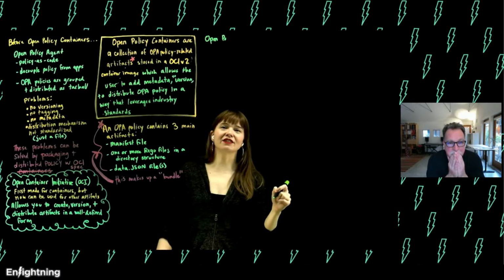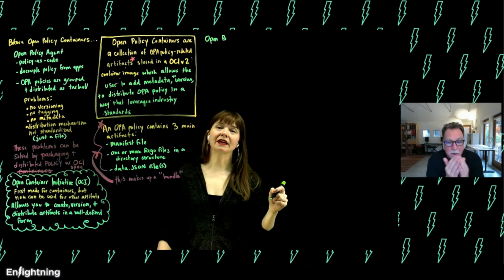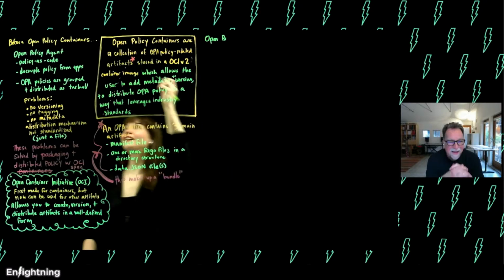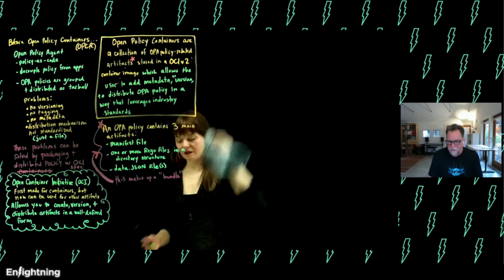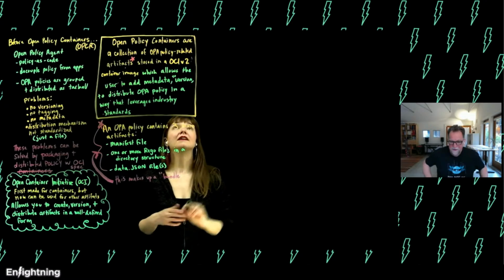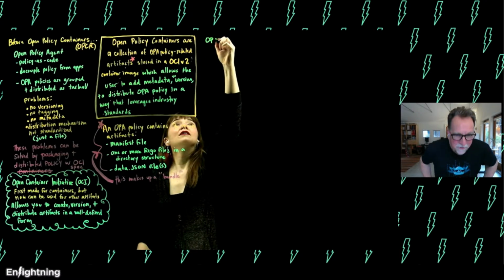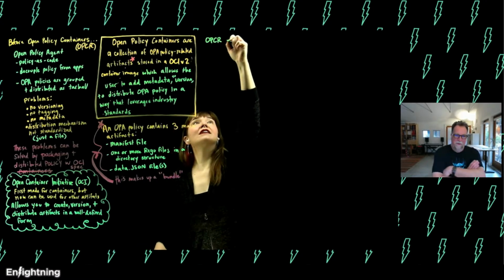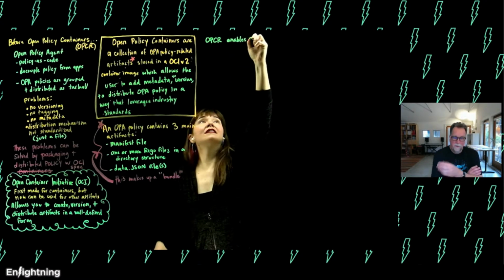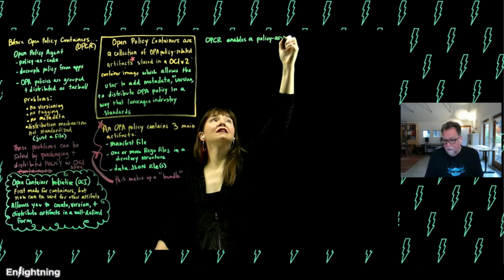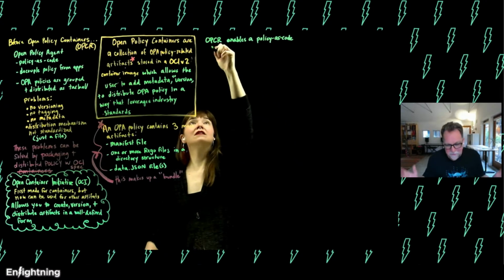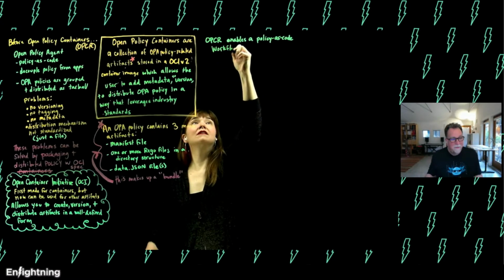Does Open Policy Containers have a short way to write it, like an abbreviation? OPCR? Okay. Because OPCR.io is also the domain name that will get you to the initiative. That's the shorthand version we coined when we started this. And so the CLI that comes with this is simply called policy. It's a very non-descriptive name in that regard, but it's policy build.